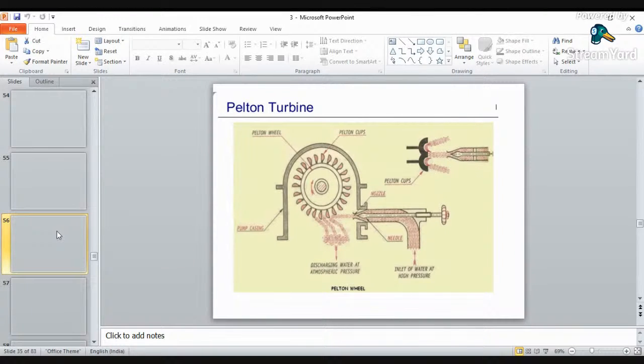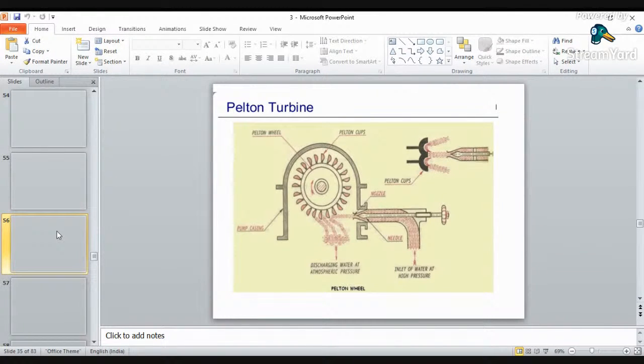See here, we have a nozzle. Out of that nozzle, water will strike the bucket on the runner. Once the kinetic energy of the running water is transferred to the bucket, it will start to move in a clockwise direction. Then there is the runner or bucket. The runner is the rotating part of the turbine.